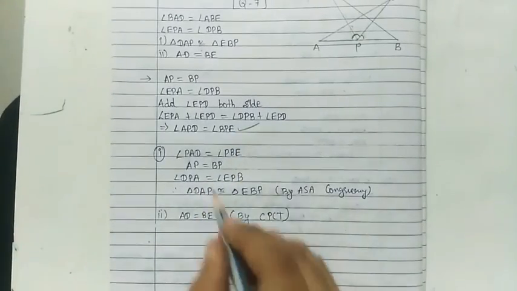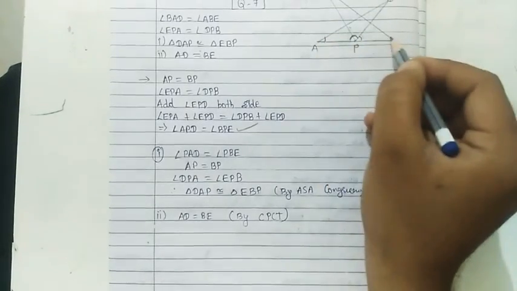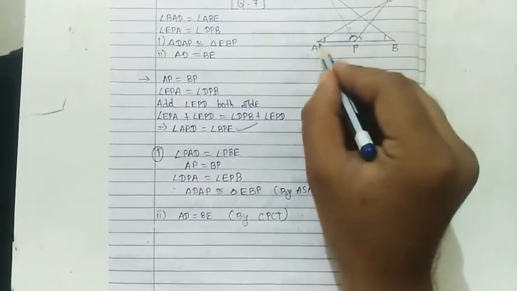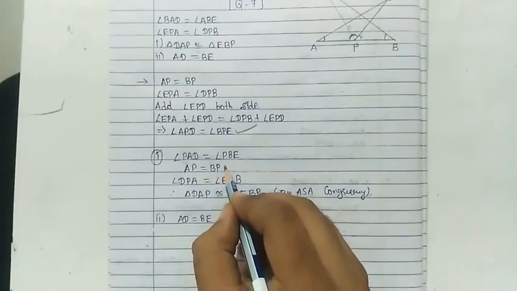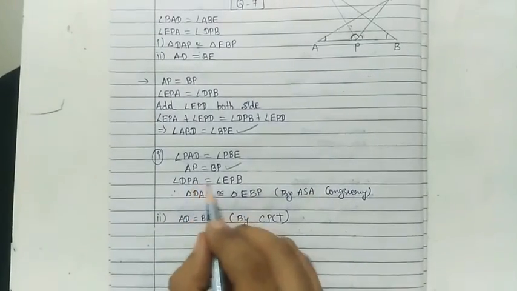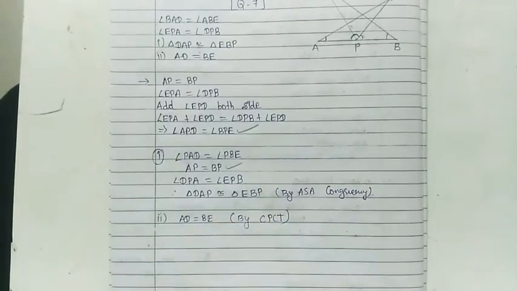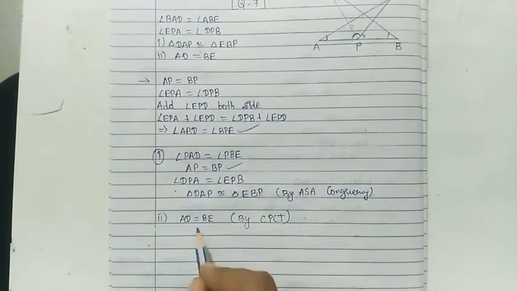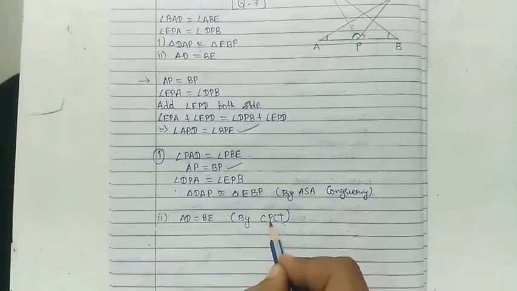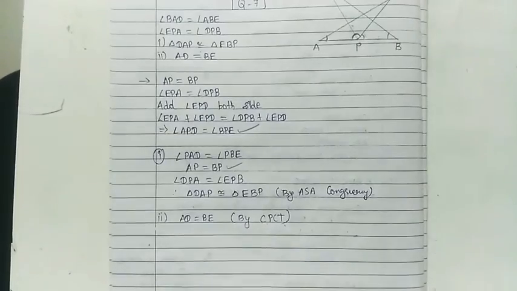Now यहाँ पे हमको दिया है PAD, this angle is same as this, that is given in the question. PAD is equal to PBE. Okay, now AP is equal to BP, that is side same, and DPA is equal to EPA, that we proved over here. So now according to angle side angle congruency, we proved that both triangles are congruent. So we can say that AD is equal to BE by CPCT, corresponding parts of congruent triangles same. So here question number 7 is finished.